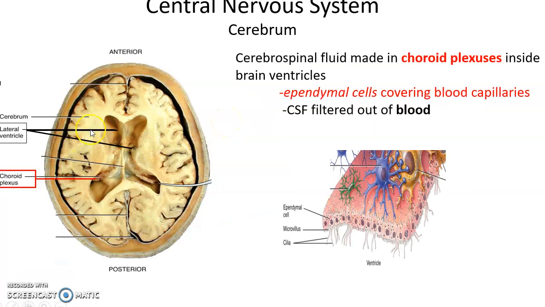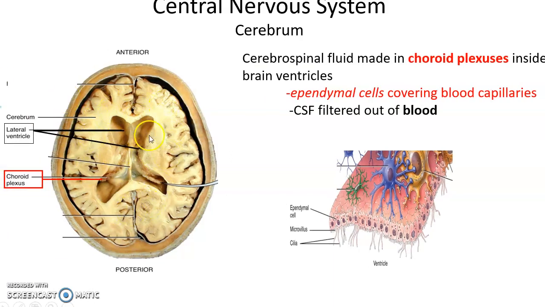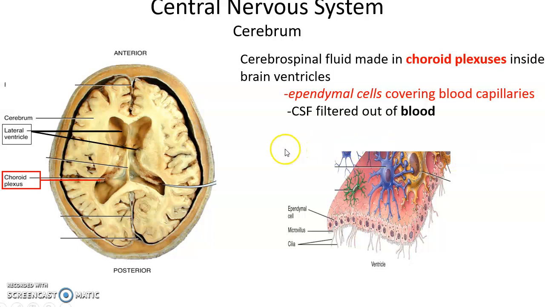All right, we have the ventricles. So here is a view, a transverse section of the cerebrum. These spaces here are the right and left lateral ventricles. They have these structures called the choroid plexus. Choroid plexus is blood capillaries covered by the ependymal cells, cells that produce the cerebrospinal fluid. So the cerebrospinal fluid fills the lateral ventricles and then moves on to other ventricles in the brain.